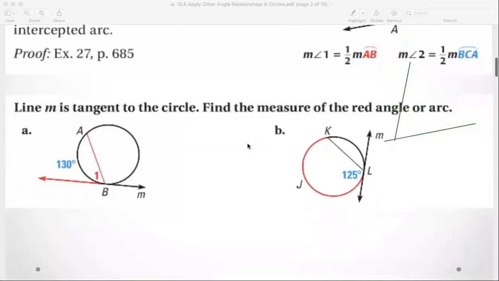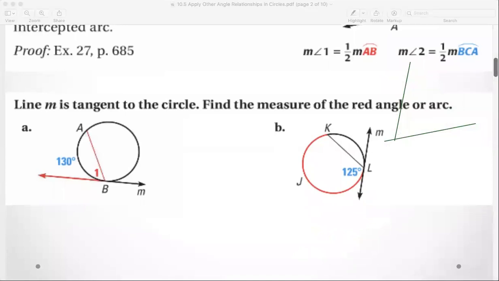So let's go ahead and make it simple. I'm going to do the first one, you should pause and then do the second one. In A, line M is tangent. That's important. You see a tangent and a chord. It can't just be any old line. Remember, it has to be a tangent. So if this arc here is 130, that means angle 1 would be half of that, which would be 65 degrees. You simply take 130 and divide by 2.